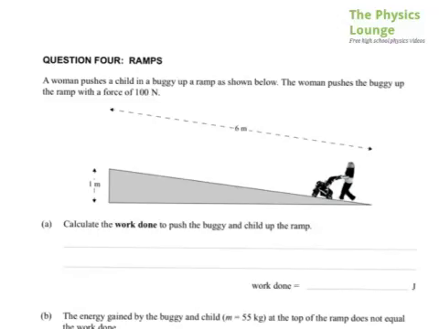Question 4. A woman pushes a child in a buggy up a ramp as shown below. The woman pushes the buggy up the ramp with a force of 100 newtons. Calculate the work done to push the buggy and the child up the ramp. Okay, so a nice easy one.